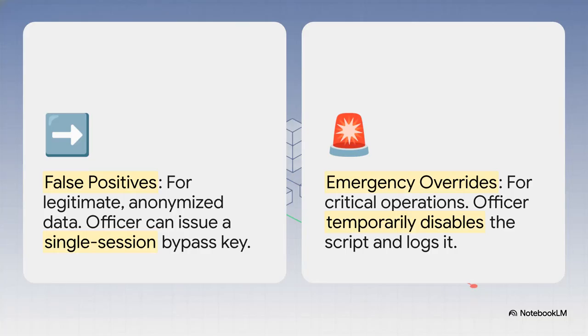This slide breaks down the two main scenarios and the strict protocols you need for each one. A false positive? That needs a single session bypass key directly from the compliance officer. A true emergency override? That requires the officer to manually disable the script, log the whole event, and then reactivate it immediately after. You see the pattern here? All roads lead through the compliance officer.